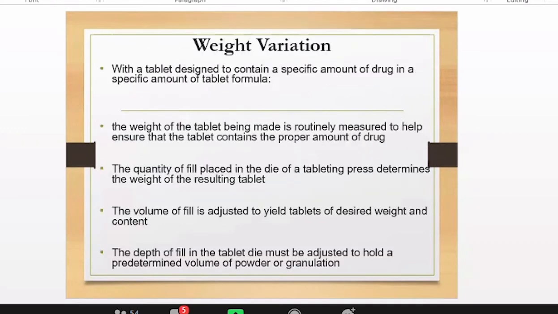The other thing that you have a look at is what we refer to as weight variation. Do I have a question on disintegration before I move on?